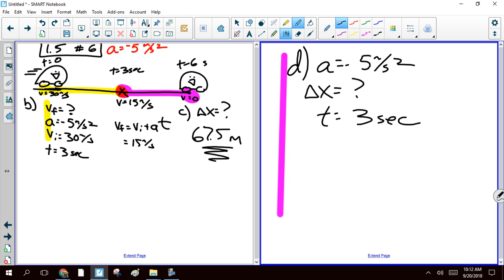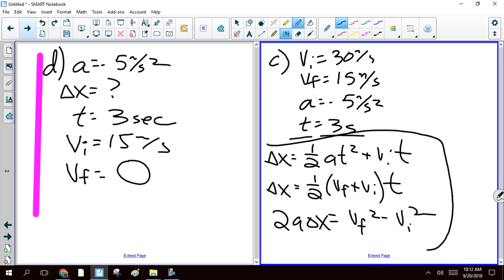What else do we know? We know 2 other things. Is our initial velocity 30? Look at the magenta time interval. At the start of it, it's 15, and the final velocity is 0. Now you can use that given information along with one of these equations and solve it, and you end up getting, I think, 22.5 if I remember right. Can I just find the displacement at 6 seconds and subtract? Yes, do the whole thing and subtract, 100%.